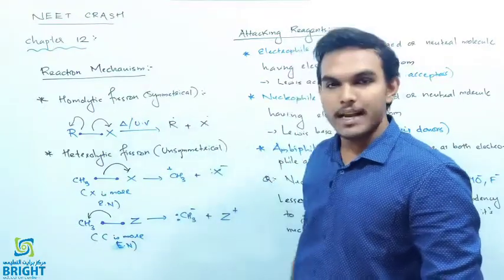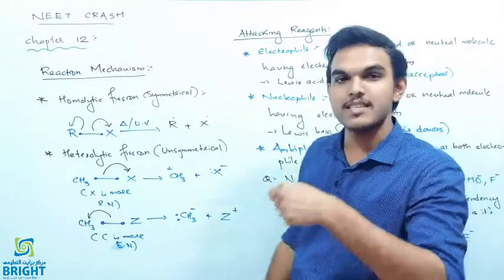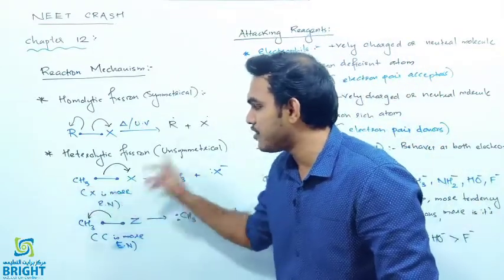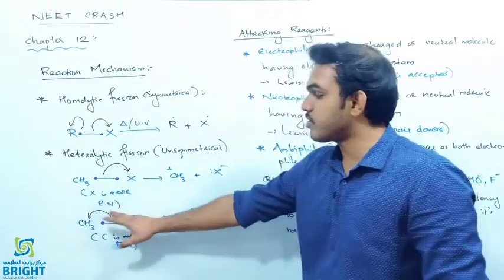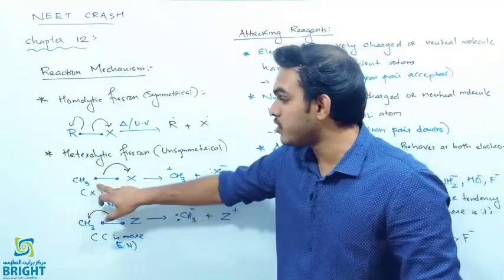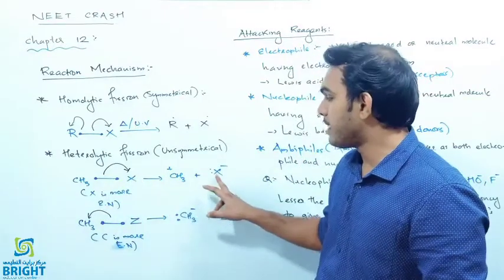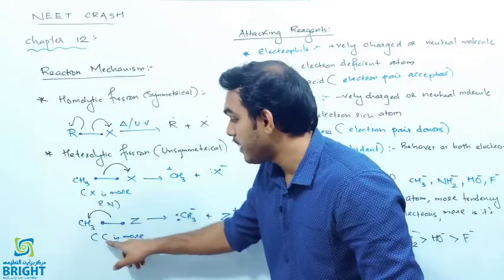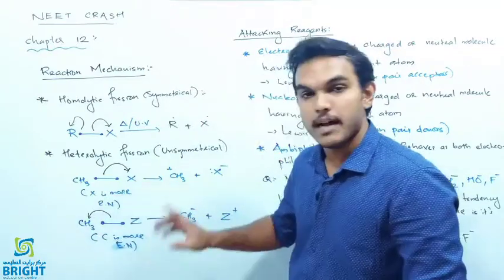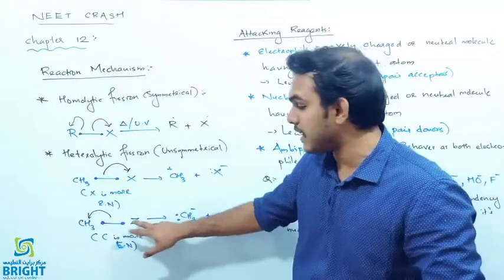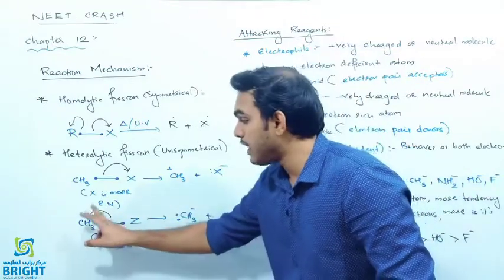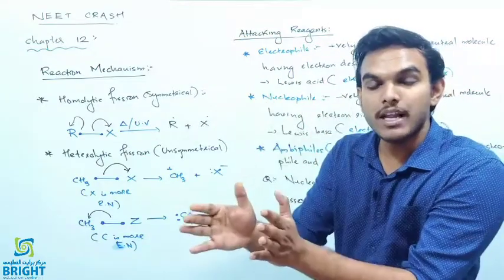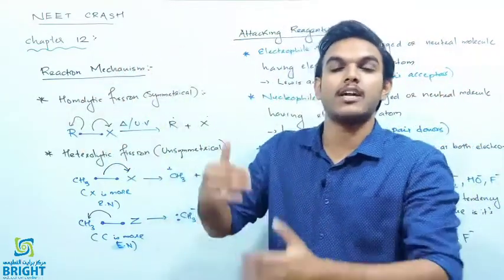In the case of heterolytic fission, it is unsymmetrical in nature. For example, if CH3X is given, where X is more electronegative, the whole electron pair will go to X, so it will become X minus and CH3 plus. In the same example, if the C is more electronegative than the other element, Z, all the electrons will go to CH3, so it will become CH3 minus and Z plus. So the whole electron pair going to one side is known as heterolytic fission.